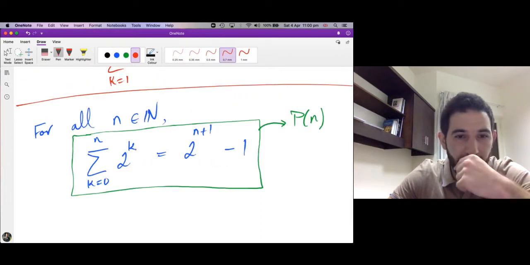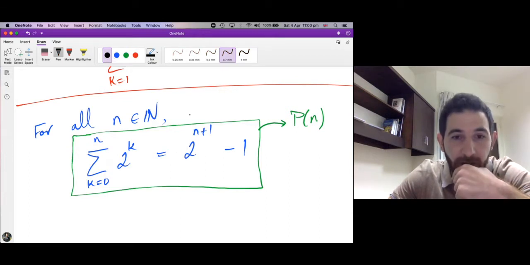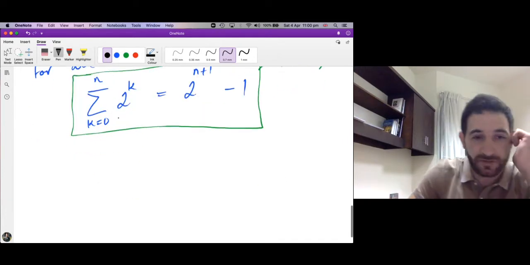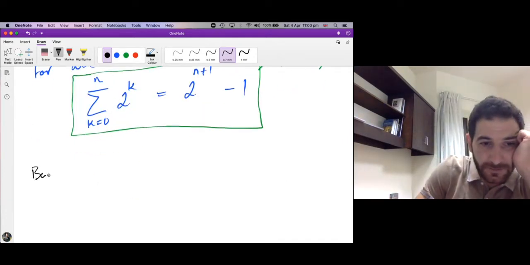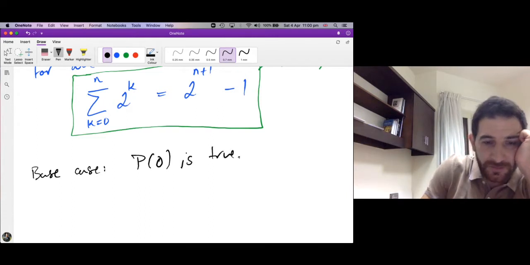So let's show this. How do we show this? By mathematical induction. We need to show that the property holds for the first number, which is 0. Okay, so base case. Show that P of 0 is true. What is P of 0?